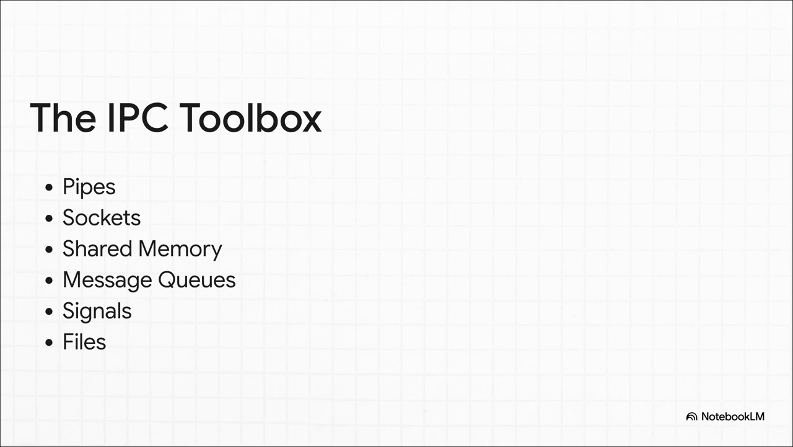You've got things called pipes, sockets, shared memory, message queues, a bunch of different options. Now, for this explainer, we're just going to focus on a few of the most important ones, just so you can really grasp the core ideas.